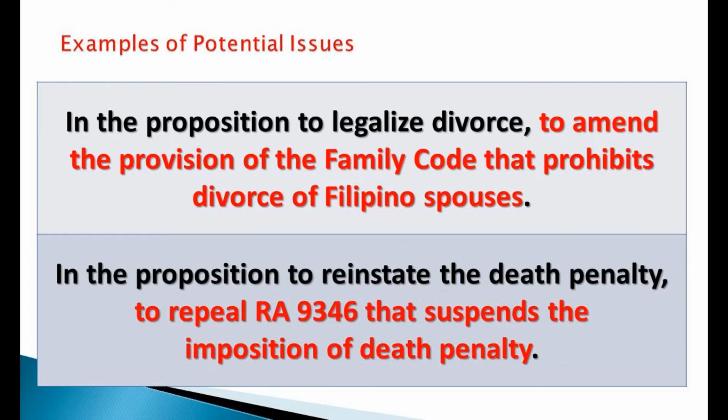Another example of potential issue is in the proposition to reinstate the death penalty. It should be known to both sides that behind this proposition is to repeal RA 9346 that suspends the imposition of death penalty. Again, these potential issues may not be explicitly stated, therefore it should be known. It is presumed to be known to both sides.